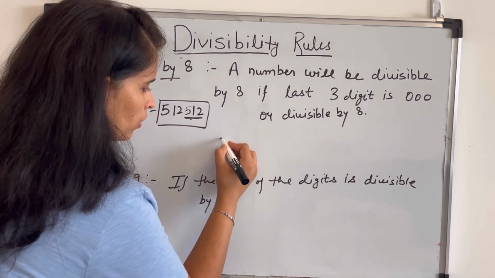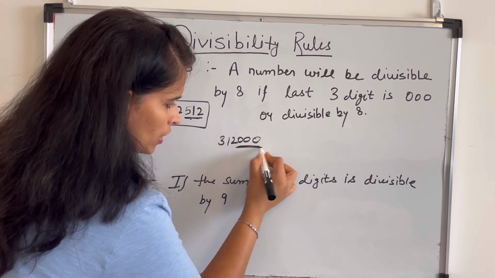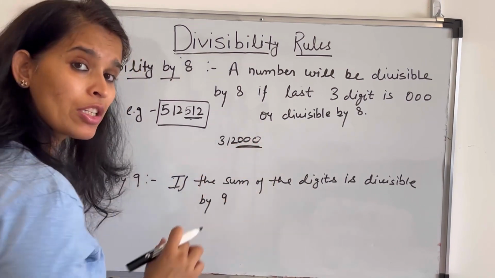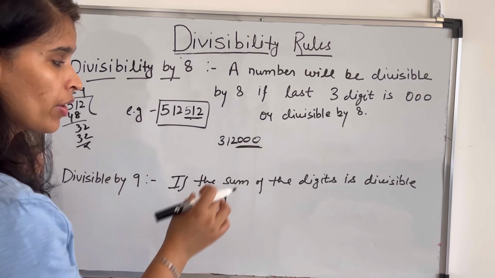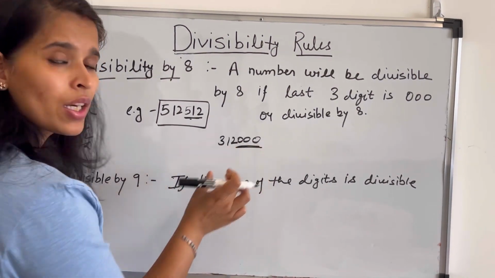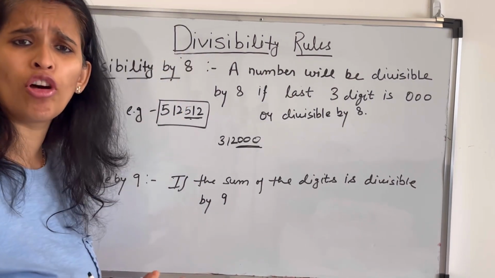This means this number will be divisible by 8 also. Or if I have 3, 1, 2, 000, here we'll check these 3 numbers, like 1 tens 100. These 3 numbers, we'll check these 3. If they are 000, then it is divisible by 8, or these 3 numbers should be divisible by 8.